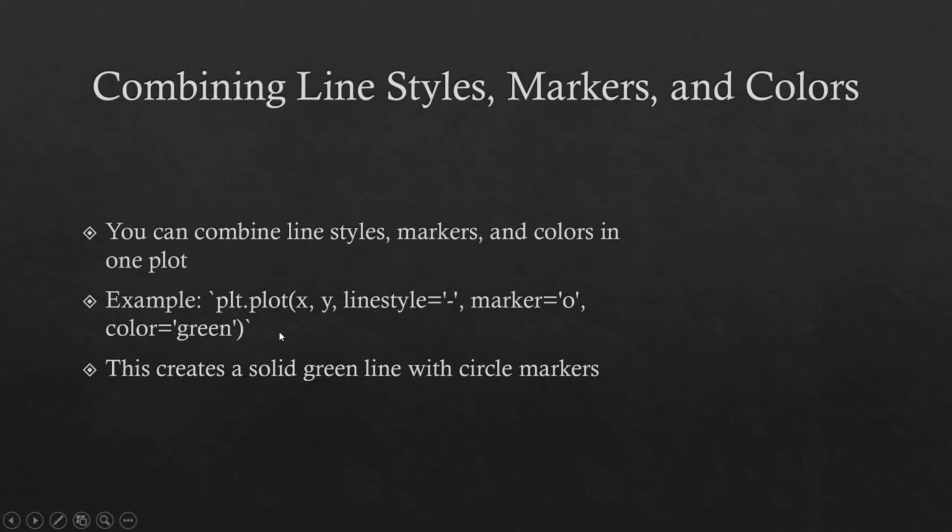You can combine line style, markers, and color in one plot. Example: plt.plot x, y, linestyle is equal to dash, marker o, color green. This creates a dashed green line with circular markers.